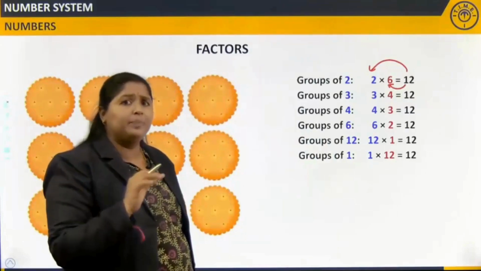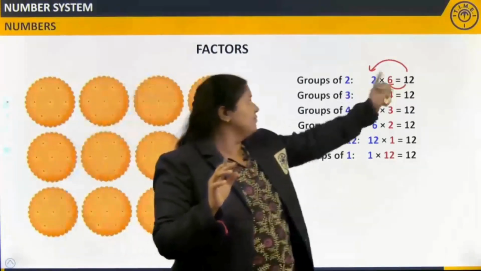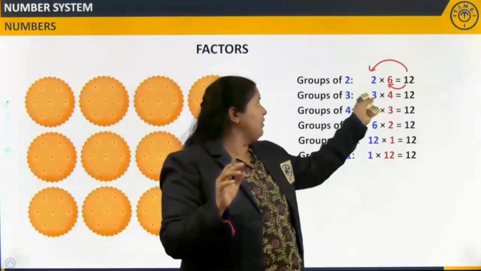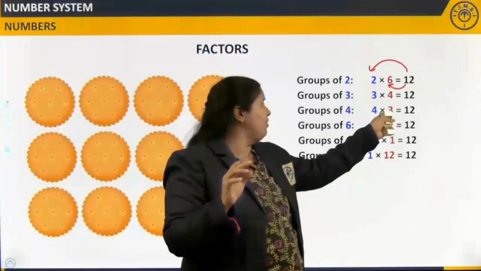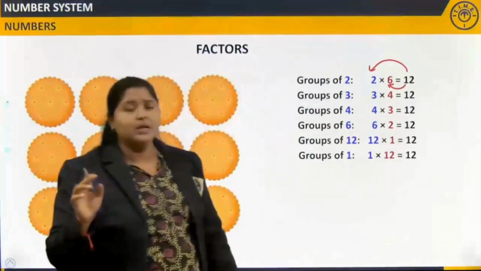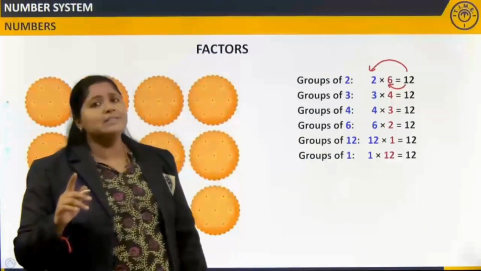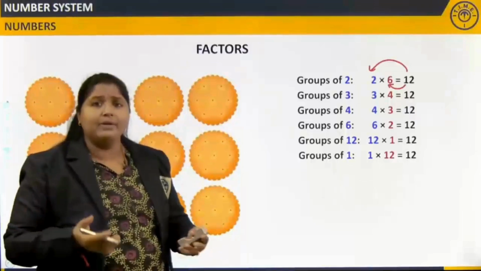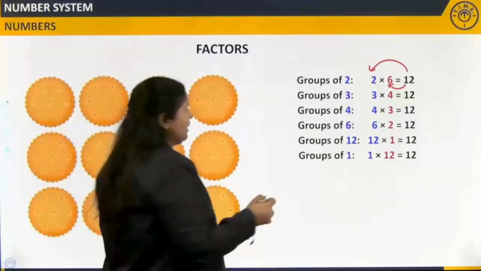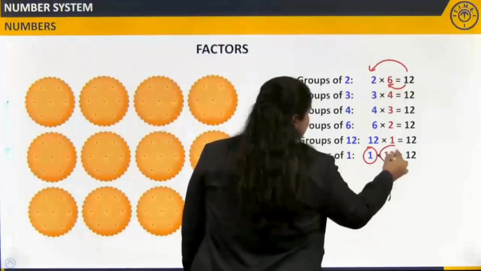Factors completely divide the number. Here everything. When you divide 12 by 3, you get 4. When you divide 12 by 4, you get 3. All the same. Alright. And also remember, 1 is a factor of every number. And every number is a factor of itself. That's why you are getting here 1 and 12 also as factors.